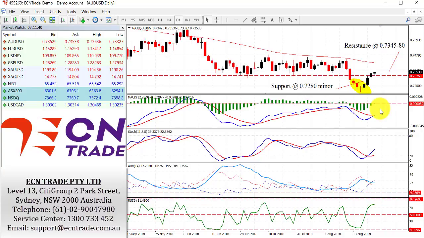I'm holding the view to a negative outlook, and this as an opportunity to shorten the market around this level of 73.45.80.